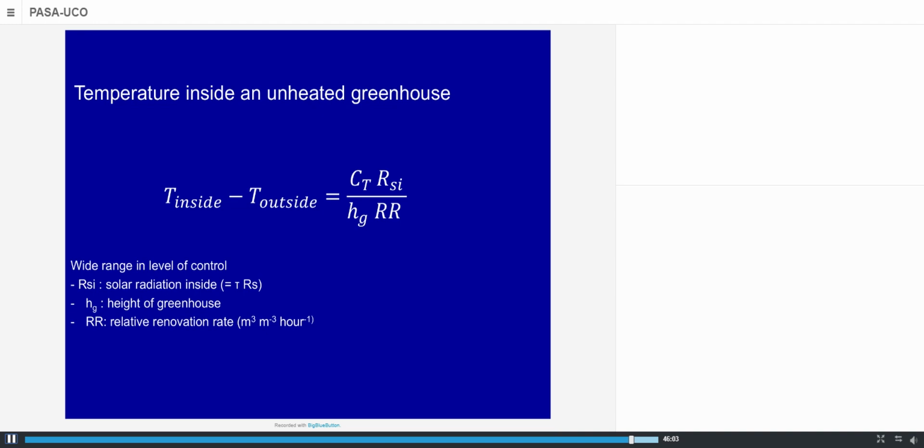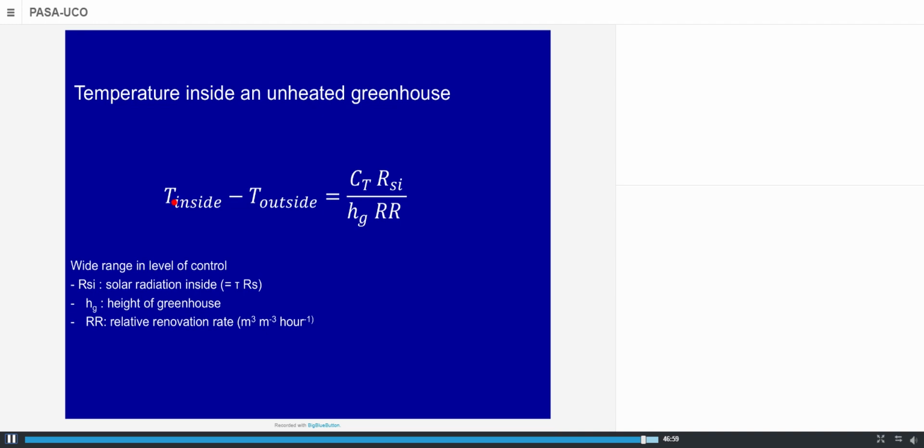Taking into account also the energy balance, we can evaluate the difference in temperature inside and outside unheated greenhouses. This simple equation, whose derivation you can find in the book, tells us that the difference in temperature between inside and outside is proportional to solar radiation inside the greenhouse and is inversely proportional to the height of the greenhouse and to the relative renovation rate, cubic meters of air per cubic meter of greenhouse per hour. So how can we increase the difference between temperature inside and outside of the greenhouse? By increasing the radiation inside the greenhouse.